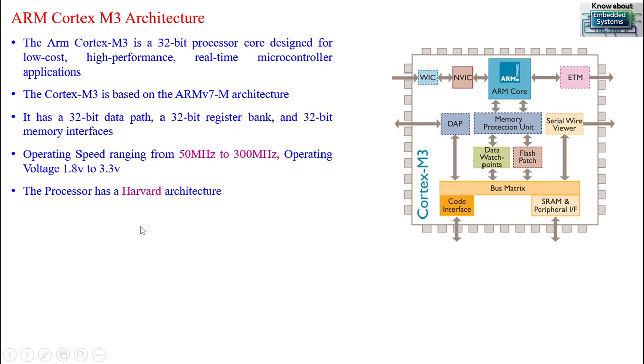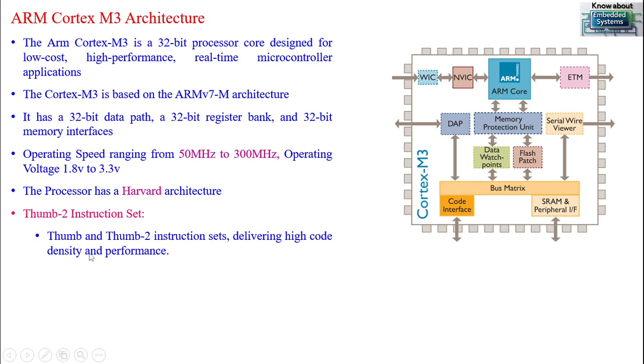This ARM Cortex M3 follows the Harvard architecture. That means we have separate buses for addressing, data transmission and instruction transmission. That is called a Harvard architecture. And the beauty of ARM Cortex M3 is Thumb-2 instructions. We know Thumb, but the ARM Cortex M3 processor uses ARM Thumb-2 instructions, which produce very high code density, and that leads to increased performance of your ARM processor. So this is one of the big advantages of Thumb-2 in the Cortex M3 processor.